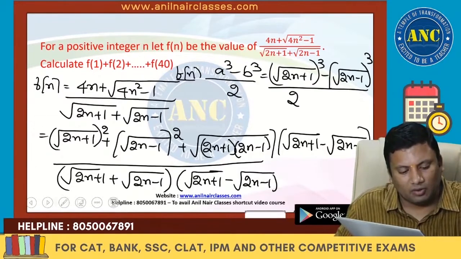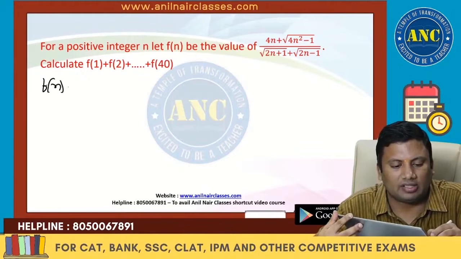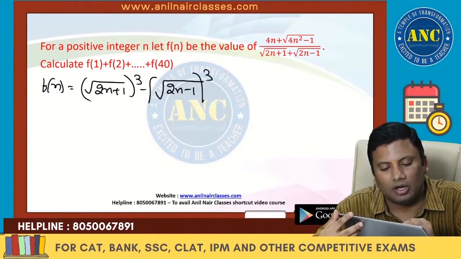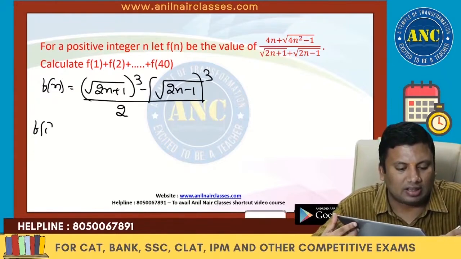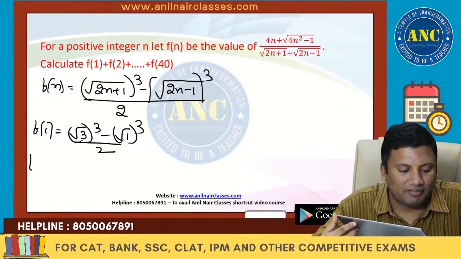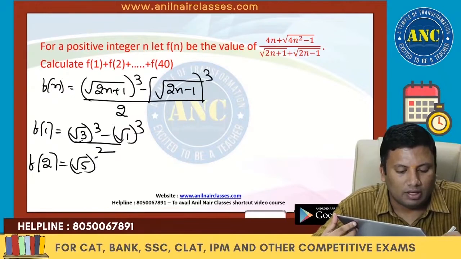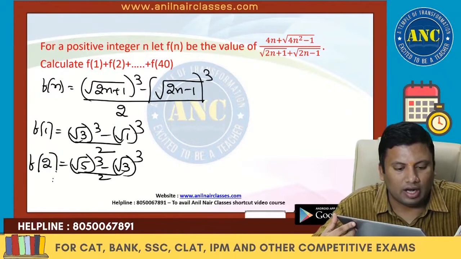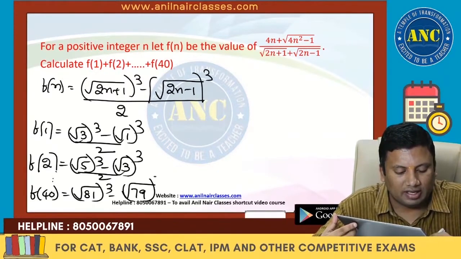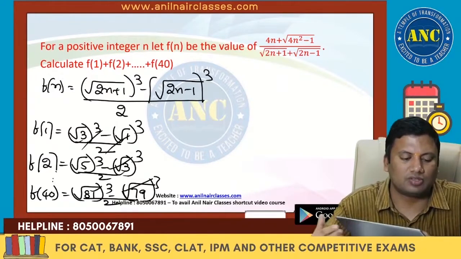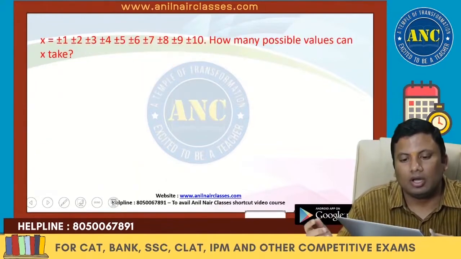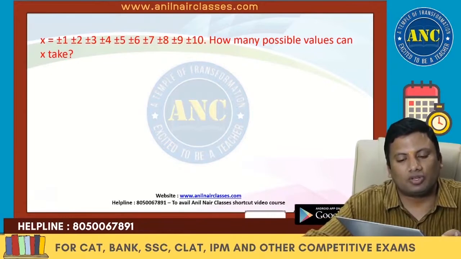Now if you see here, f of n is root of (2n plus 1) whole cube minus root of (2n minus 1) whole cube, divided by 2. f of 1 is root 3 whole cube minus root 1 whole cube divided by 2. f of 2 is root 5 whole cube minus root 3 whole cube divided by 2, and so on up to f of 40, which is root 81 cube minus root 79 cube divided by 2. All intermediate values will be cancelled. Calculate it and you will find the answer. Simple final step, add and you will get the answer. Very, very good question it is. Next 3 questions are very, very good questions.